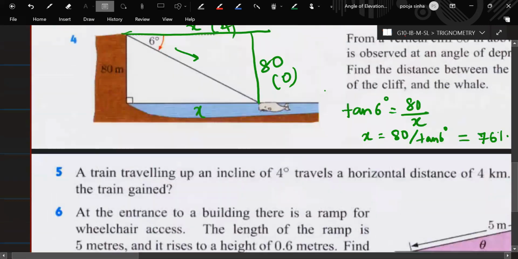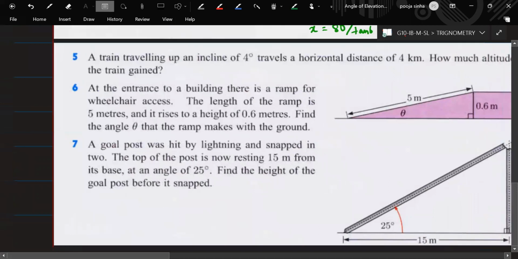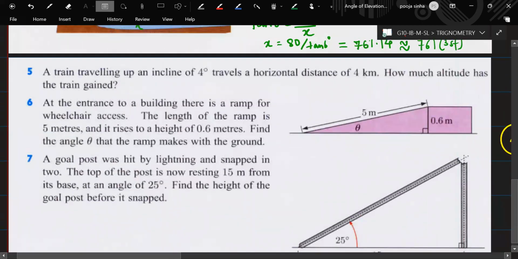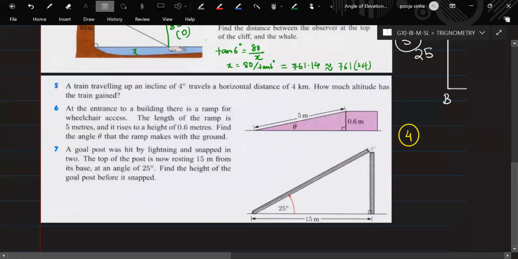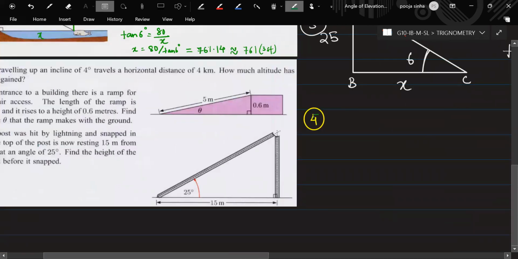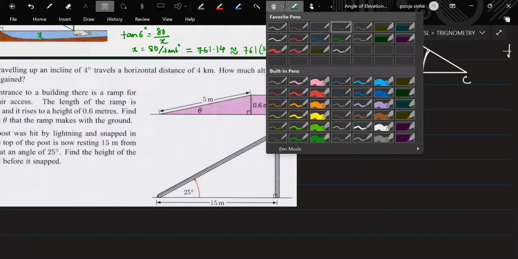Next. A train traveling up an incline of 4 degrees travels a horizontal distance of 4 kilometers. How much altitude has the train gained? So here we're trying to find height. A train, and the theta is 4 degrees. You make your figure here. Okay. Question number 5. It's theta.